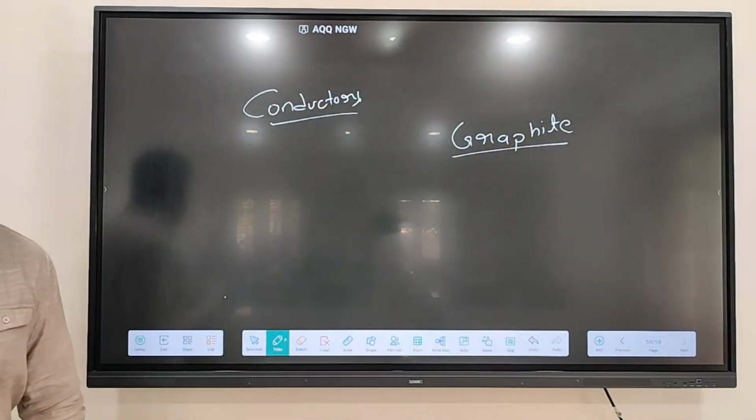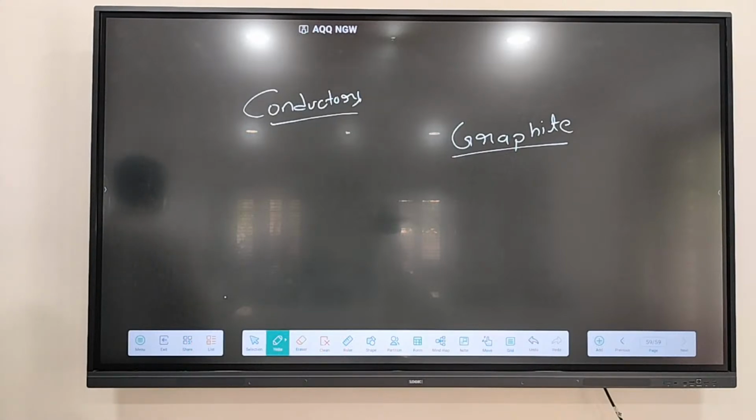Where do you generally see graphite? Have you seen graphite anywhere? In daily life, have you seen graphite anywhere? We all have used graphite regularly in our school days. Pencil, the pencil nib which we used to write with, right? That is graphite. Generally, what we call a lead pencil, we say, right?